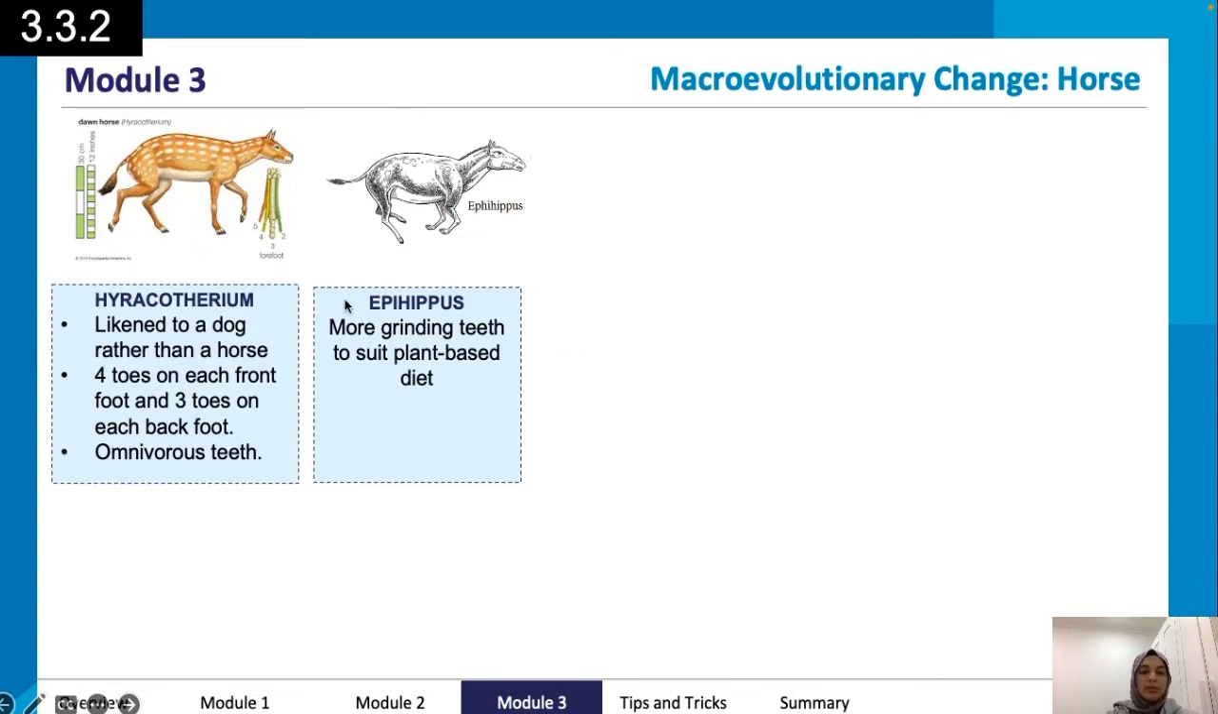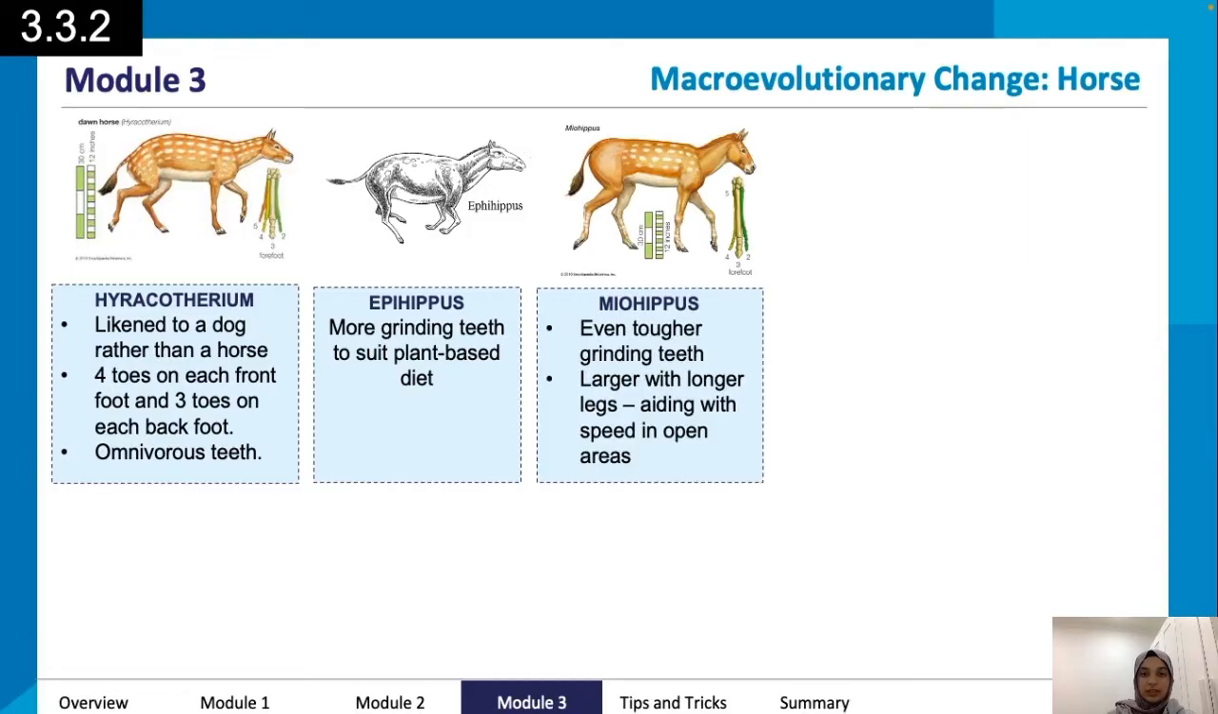Then we have the next type, which had more grinding teeth to suit a plant-based diet. Next up, we have the next type of horse, which had even tougher grinding teeth and was larger with longer legs, aiding with speed in open areas. So we can see the forefoot there as well, and the difference between the third to the second and the first.